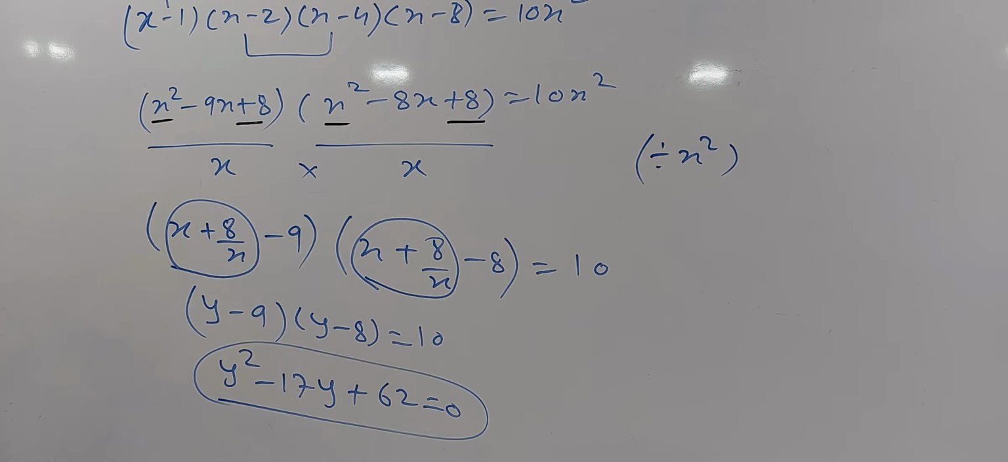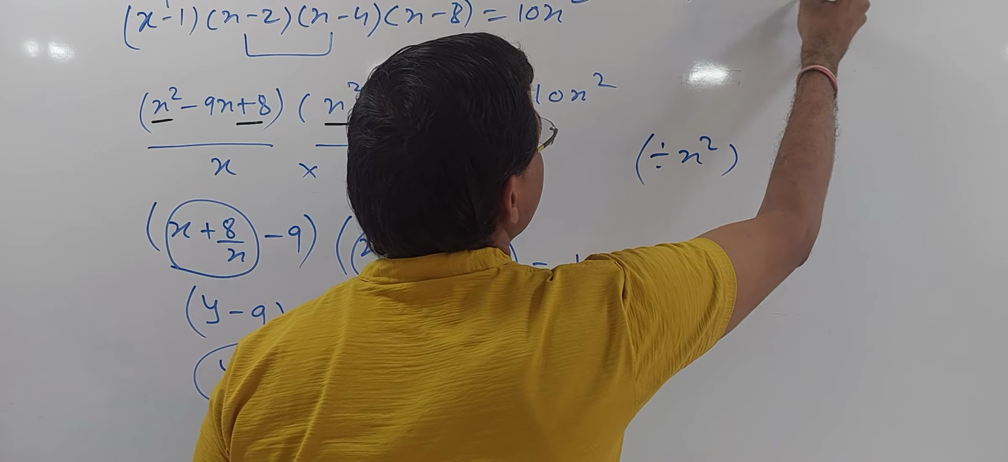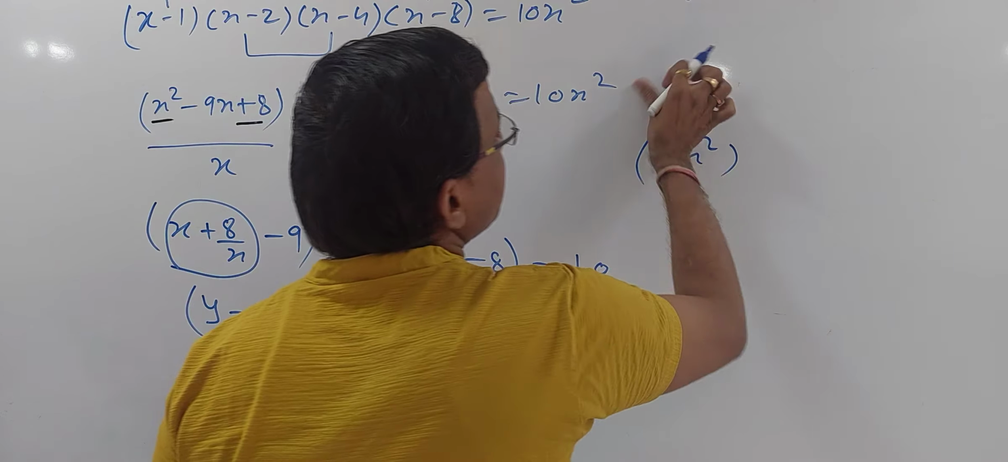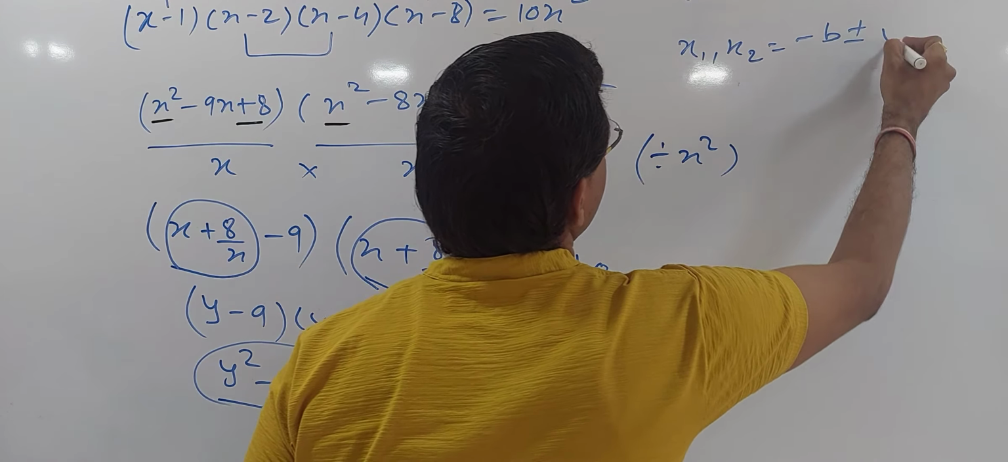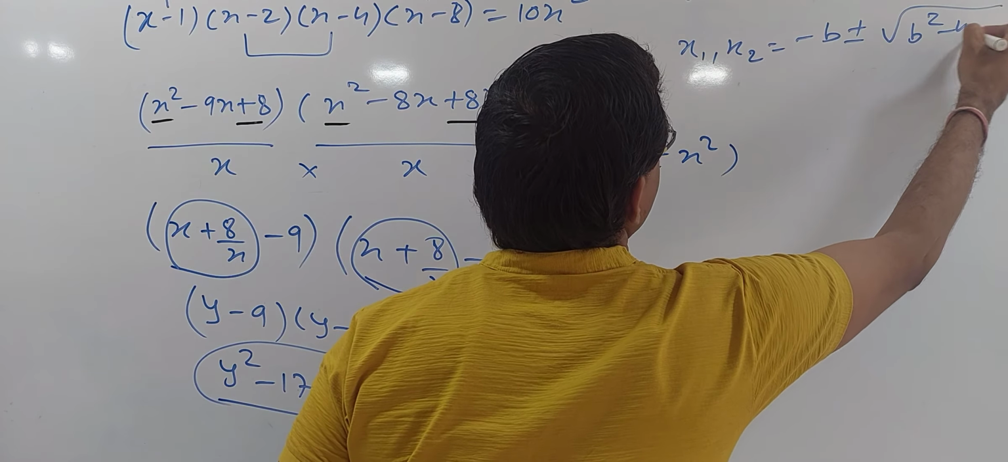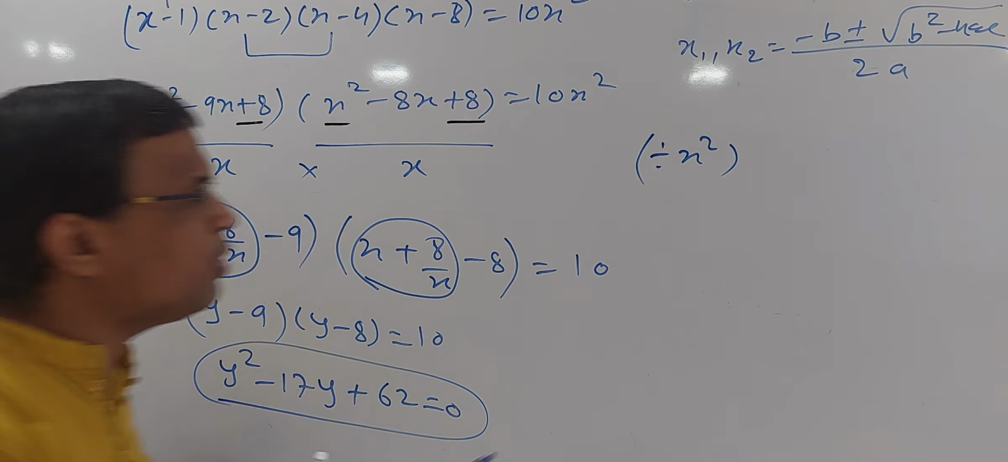So what we can do is go with the formula method, and everyone knows the formula method. ax square plus bx plus c is equal to 0 gives solutions x1 and x2 as minus b plus or minus under root of b square minus 4ac upon 2a. So I am quickly getting the answer for y.